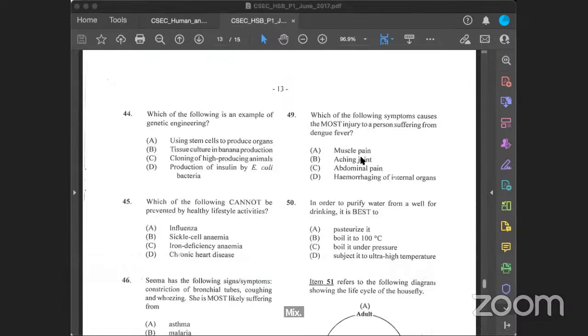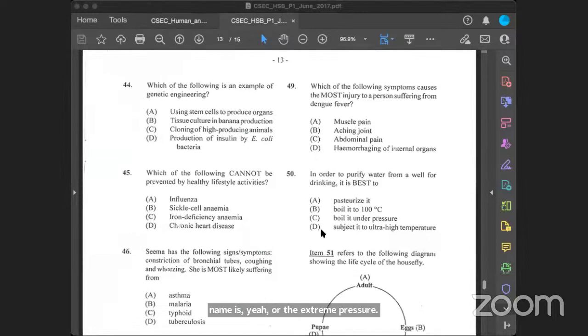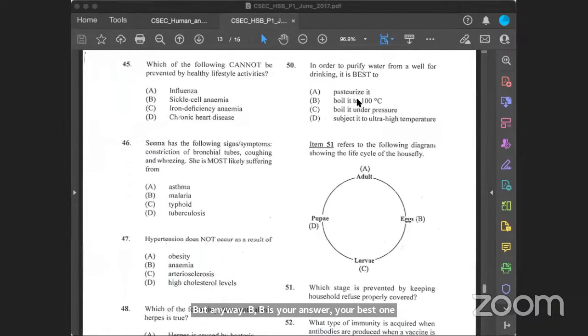In order to purify water from a well for drinking, it is best to boil it under pressure. It's not C, it's B. But I don't like the degrees they have. It's supposed to be like 110, because some bacteria still survive at 100. But anyway, B is your best answer there. You pasteurize milk, not water.